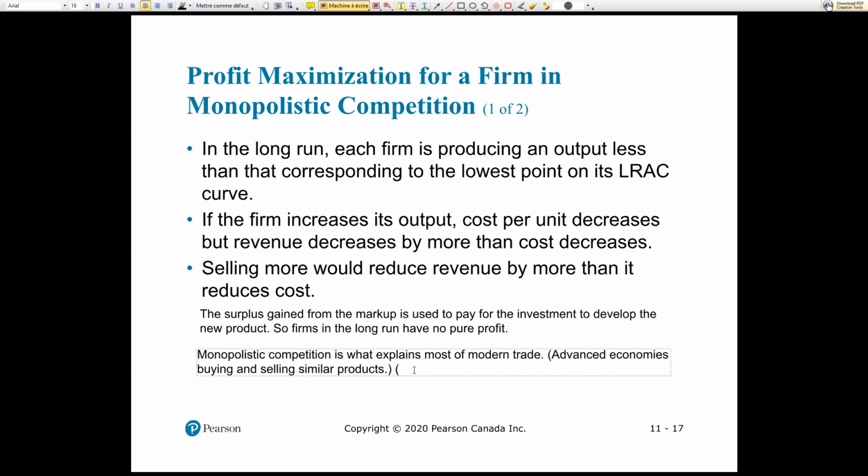So if you're interested, Krugman has done a lot of research on this. All right, so we can continue here next time. Questions?